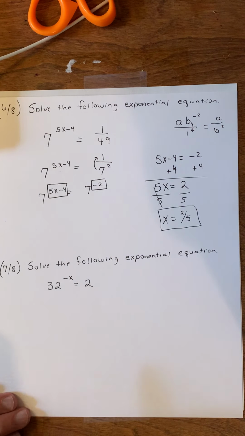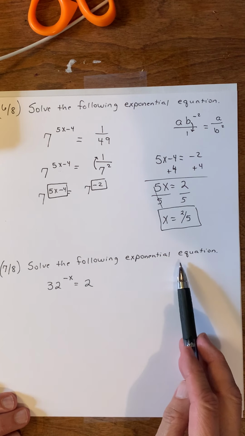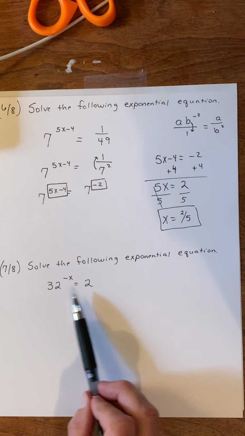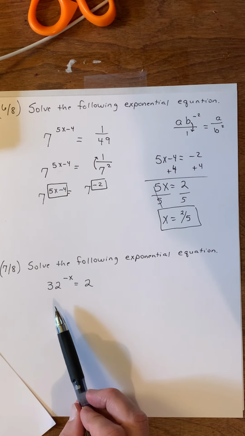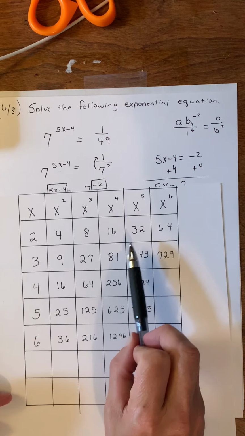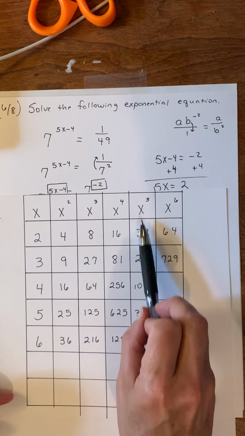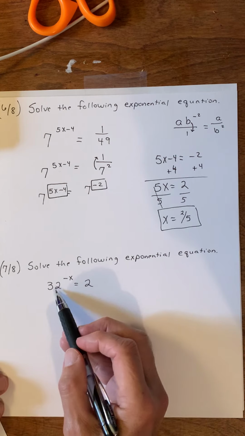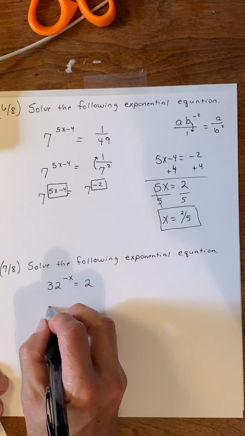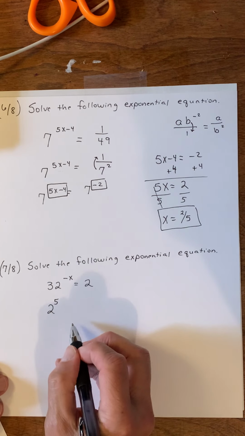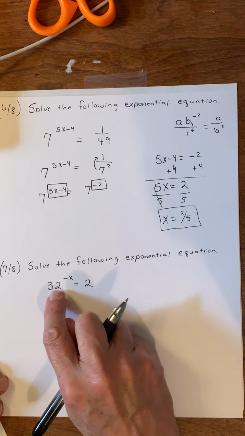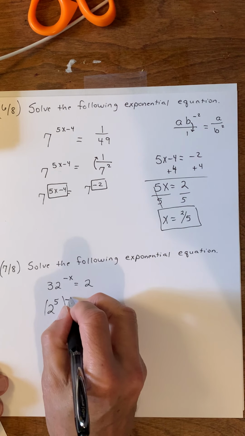All right, let's try this guy. Same thing. Here we go. What do you think the common base is going to be? If you guessed 2, you'd be right, because 32 is 2 to the 5th power. So I'm going to make a strategic substitution. In the place of 32, I'm going to put 2 to the 5th power. Don't forget, it's 2 to the 5th power to the -x power.